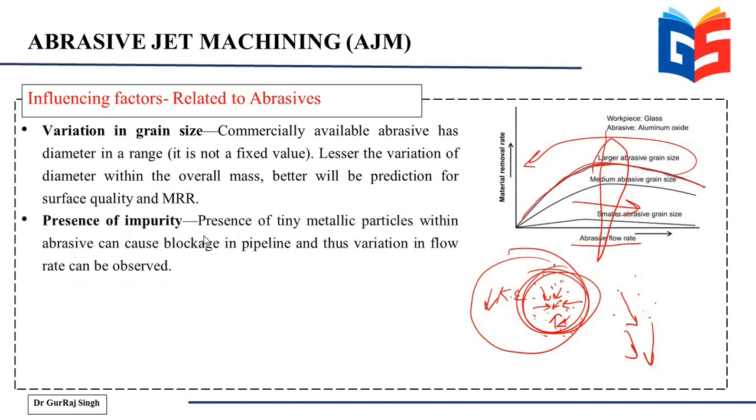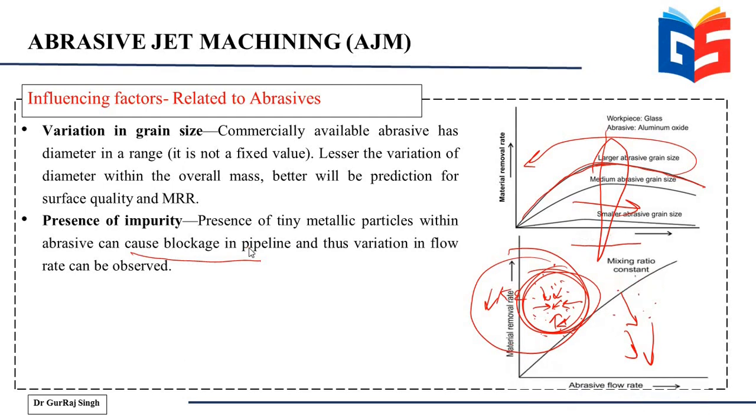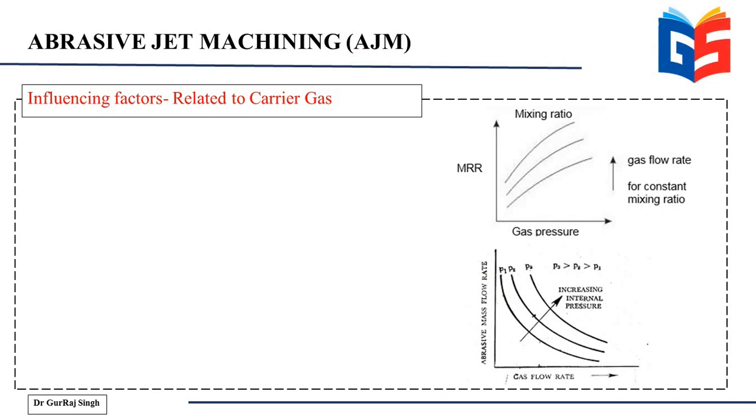The presence of impurities also tends to have an impact on the material removal rate, because impurities tend to cause blockage in the pipeline, and as a result your material removal rate falls down. Next, the influencing factors related to the carrier gas.